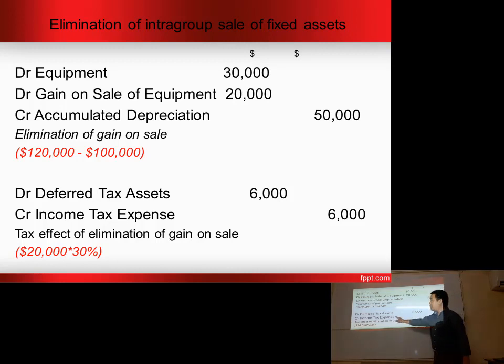The reason why you credit income tax expense here is because when you eliminate the gain, it reduces the accounting profit, which means the income tax effect will be reduced also. To represent the reduction in income tax expense, whose normal side is debit, we have to credit the income tax expense. And the debit here is deferred tax asset. How to calculate for that one? We have $20,000 here, which is the gain, multiplied by 30%, the tax rate given in our illustration.